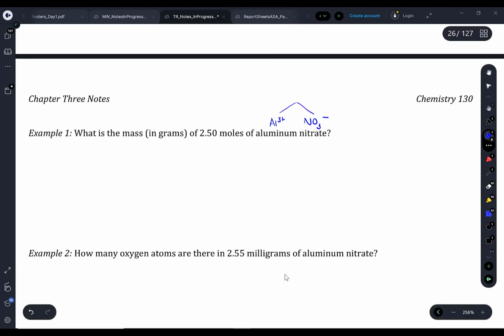It's going to be Al, and then we're going to use parentheses, NO3, 3. Good. I'll talk more about parentheses in about 20 minutes or so, very soon. We now need the molar mass of aluminum nitrate. For ionic compounds, we sometimes call this the formula weight. I just like molar mass better.